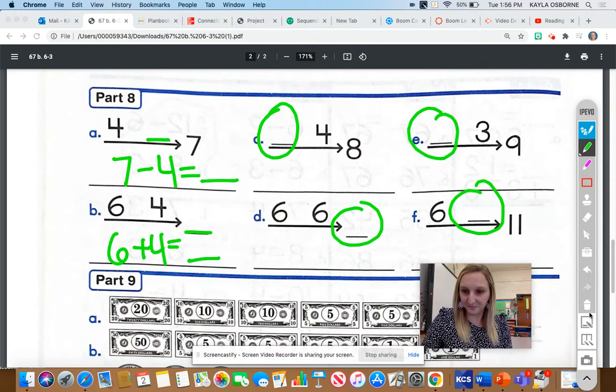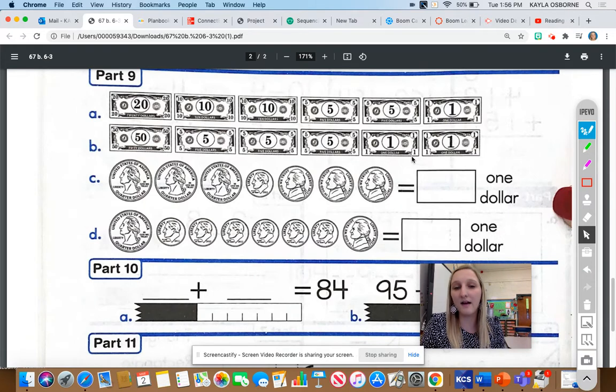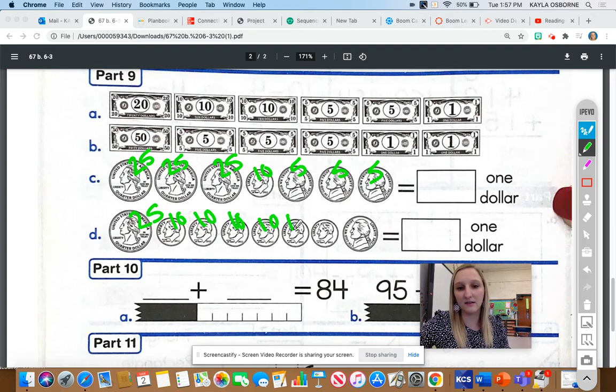All right. Our next part is money. We've been working on money for quite some time. We have our dollar bills, and then we have our coins. So our first one is a quarter worth 25 cents. Our next one is a dime worth 10 cents, and then we have a nickel worth 5 cents. On this one, we have 25 cents, and then all of these dimes are worth 10 cents. And then we have a nickel worth 5 cents.